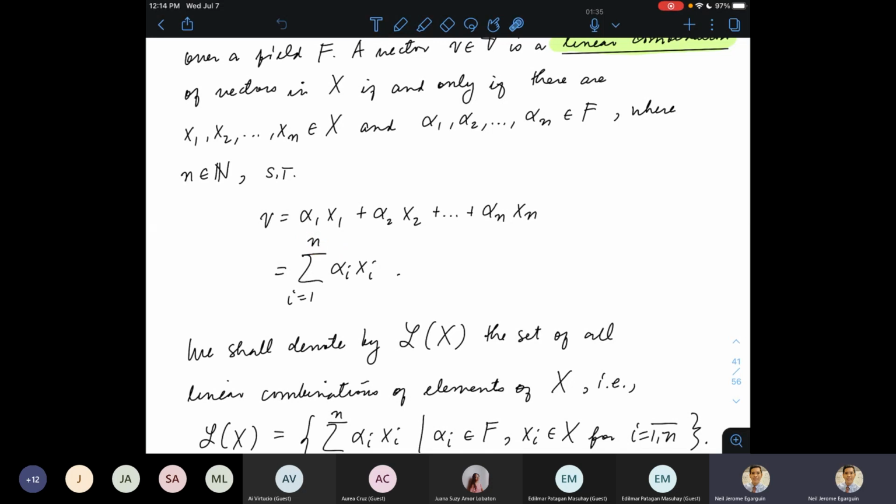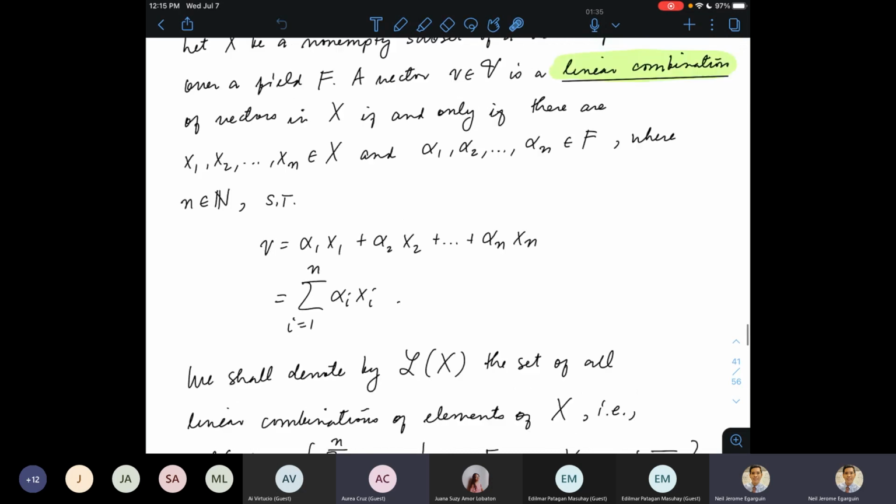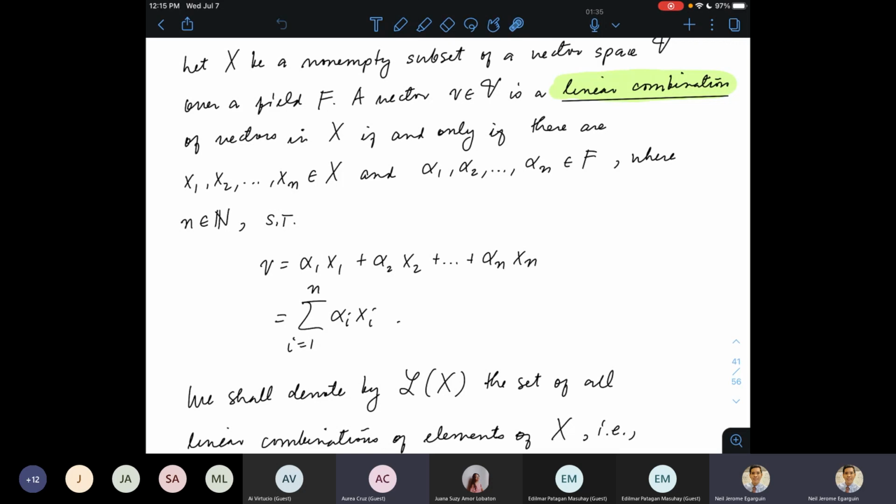Now, Ma'am Au, you have a clarification on that? Sir, does that mean that any vector in the vector space can be written that way? Well, yeah, you need to be careful about that. In defining linear combinations, we are not just talking about the field F and the parent vector space, but also on the non-empty subset X. So if you are talking about any vector can be written as a linear combination of the elements of the big vector space, then that's true.